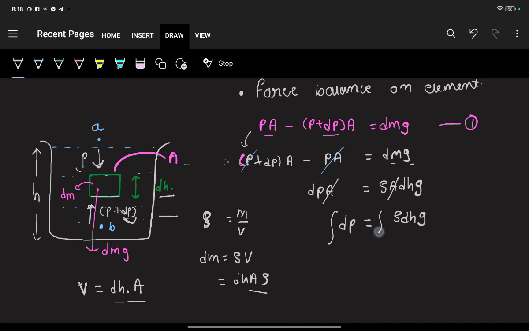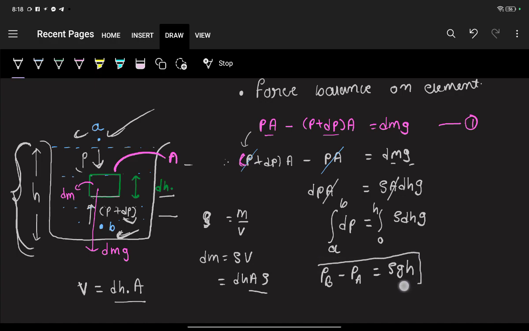Now you can integrate it from point A to point B, that is our bottom point. If we integrate over these two points, we are interested in finding the pressure difference between this point A and this point B. So it will be P_B minus P_A is equal to rho g times the integral of dh, where height is varying from 0 to h, because that is the height of this liquid or this vessel. So it will be rho g h. That's how we end up with this formula.